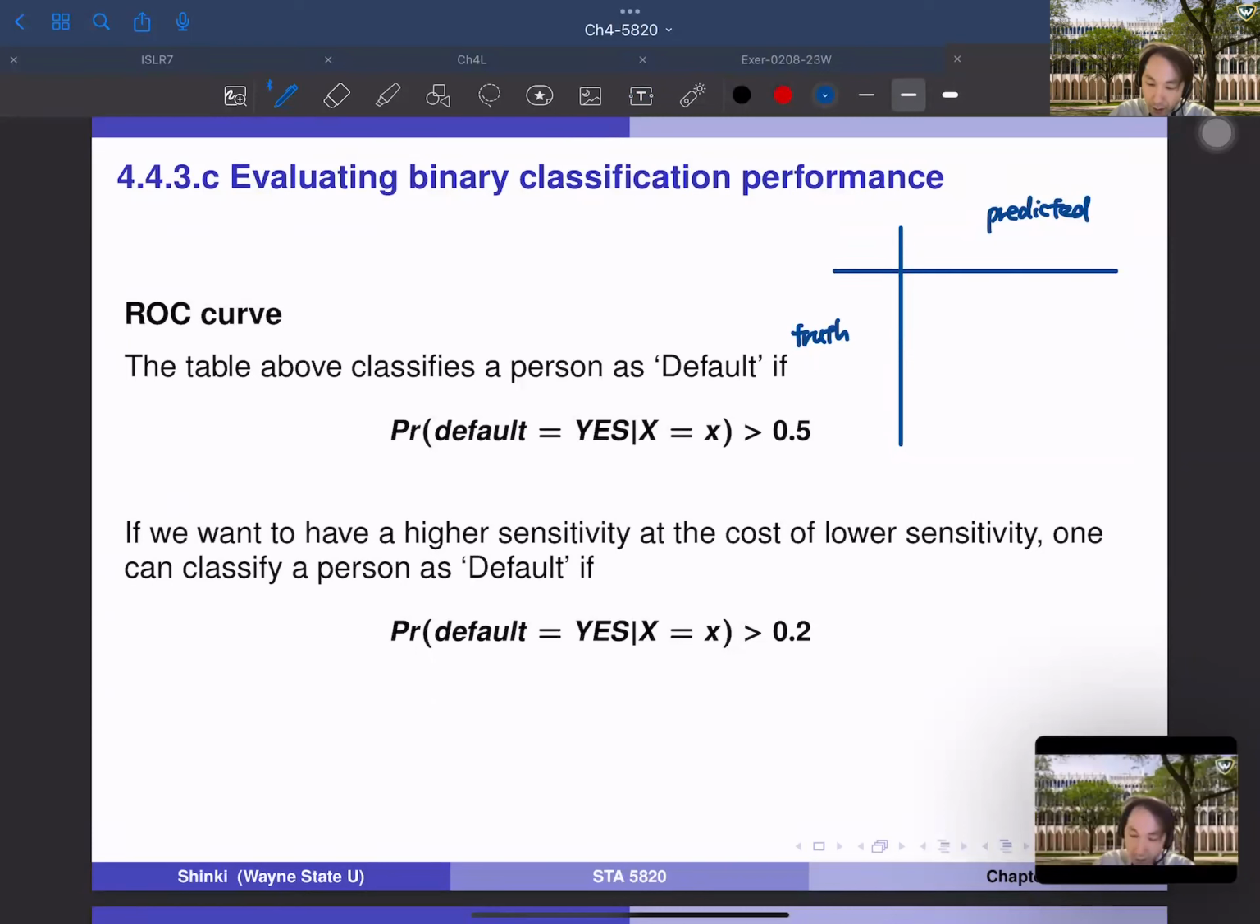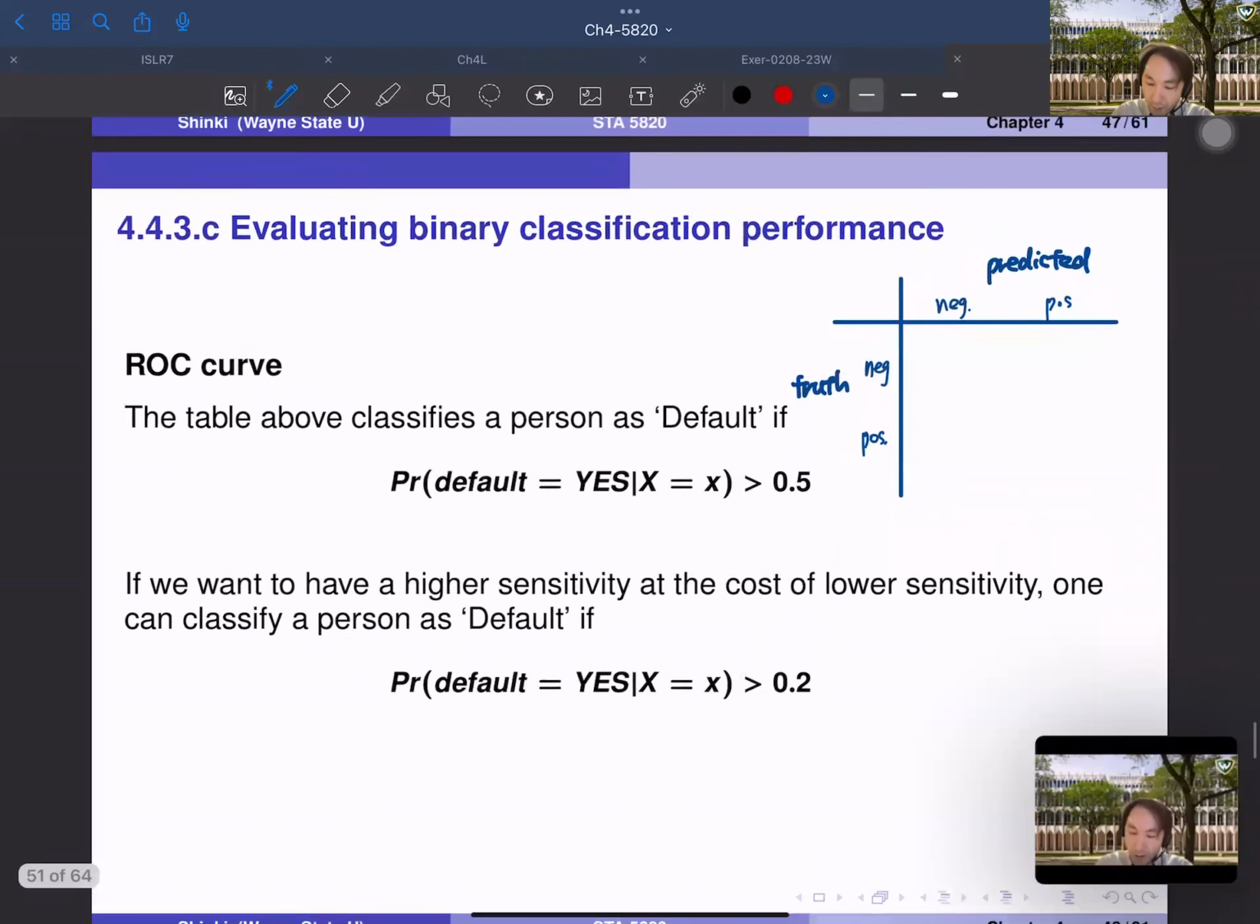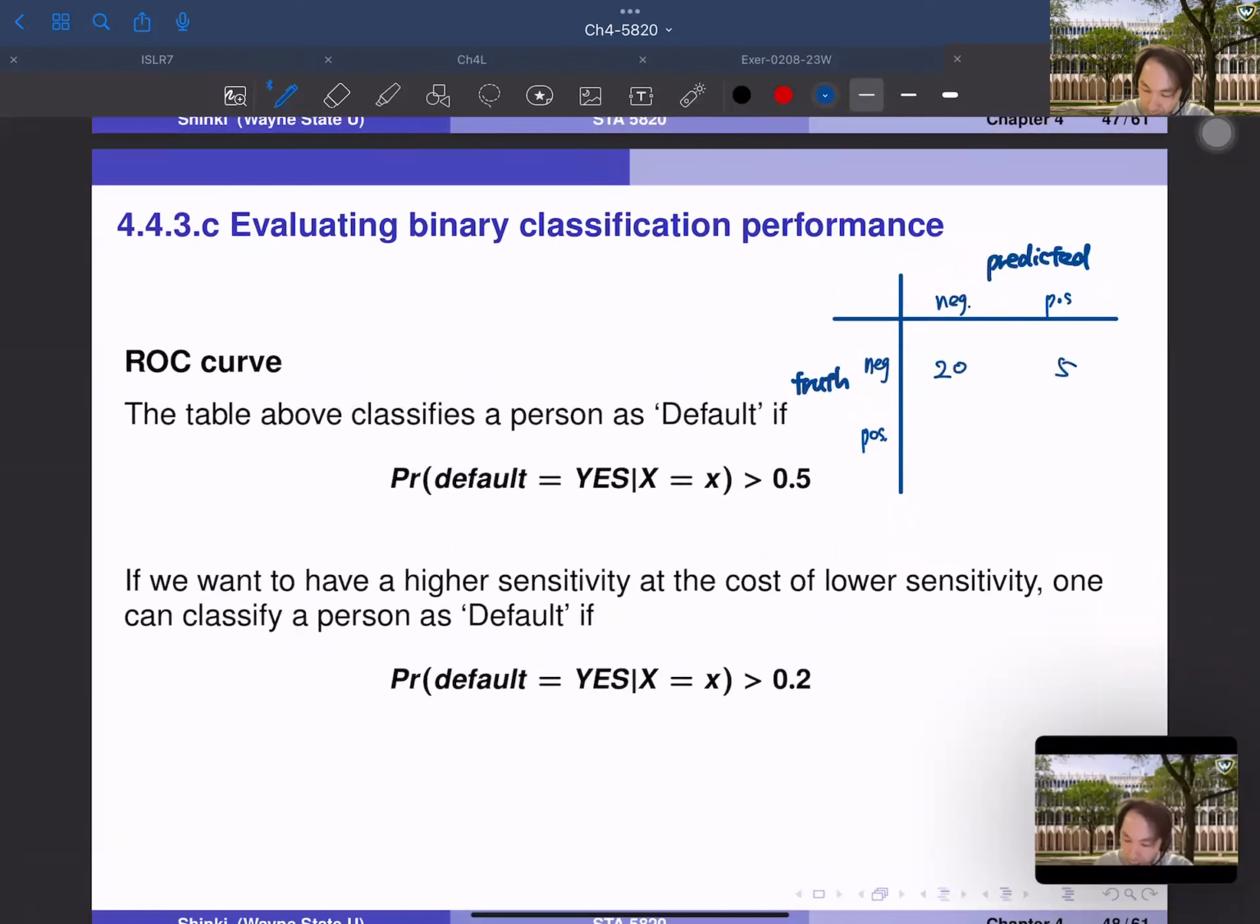So predicted values are either negative or positive, or null or alternative. So this is okay. Negative and positive, and the predicted class is also negative and positive. And if we make the count of observations, for example, this is 20, this is 5, this is 10, this is 40, you can see for example the sensitivity and specificity.